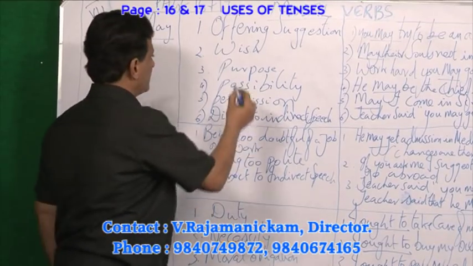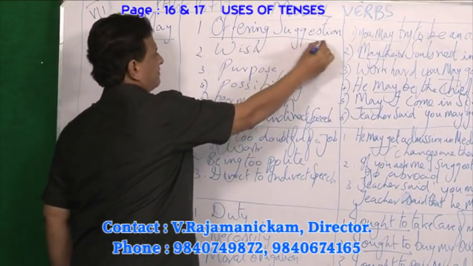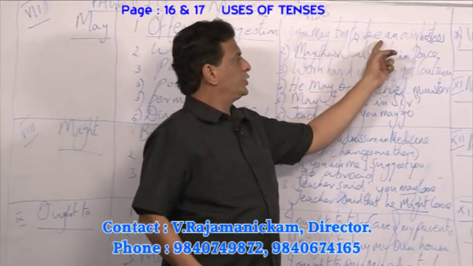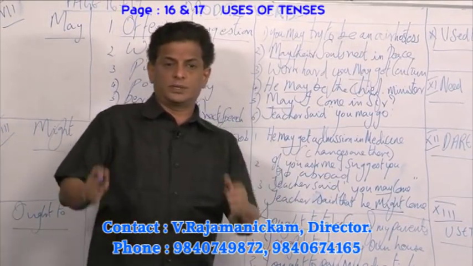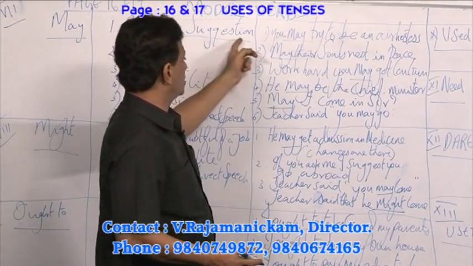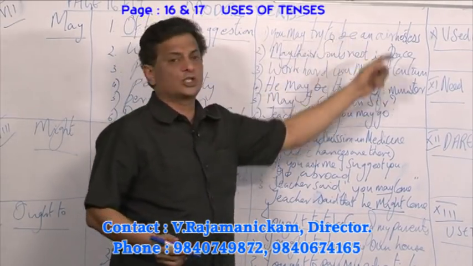The first place is offering a suggestion. You are offering a suggestion. You may try to be an air hostess. One person is very good, so you are just offering some suggestion. You may try to be an air hostess.